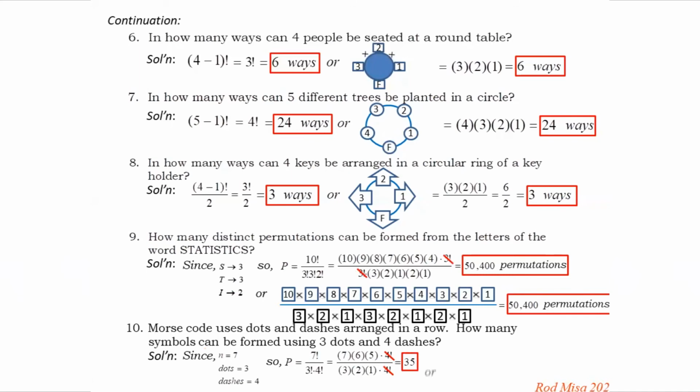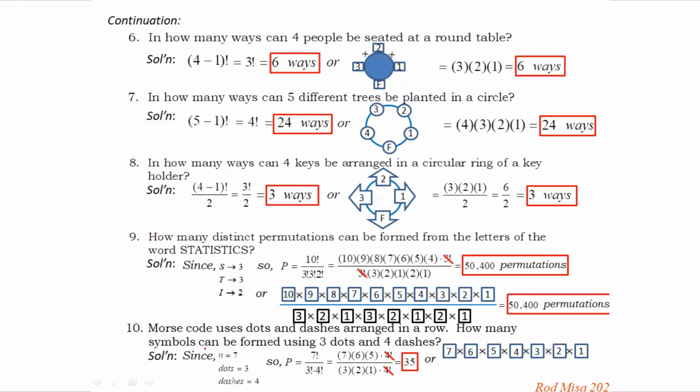But we can still use our fundamental principle of counting by creating the 7 boxes here, because there are 7 characters that we need to arrange. So I can have 7 in the first position, and then 6, 5, 4, 3, 2, 1. And the product of this is the arrangements of the 3 dots and 4 dashes.